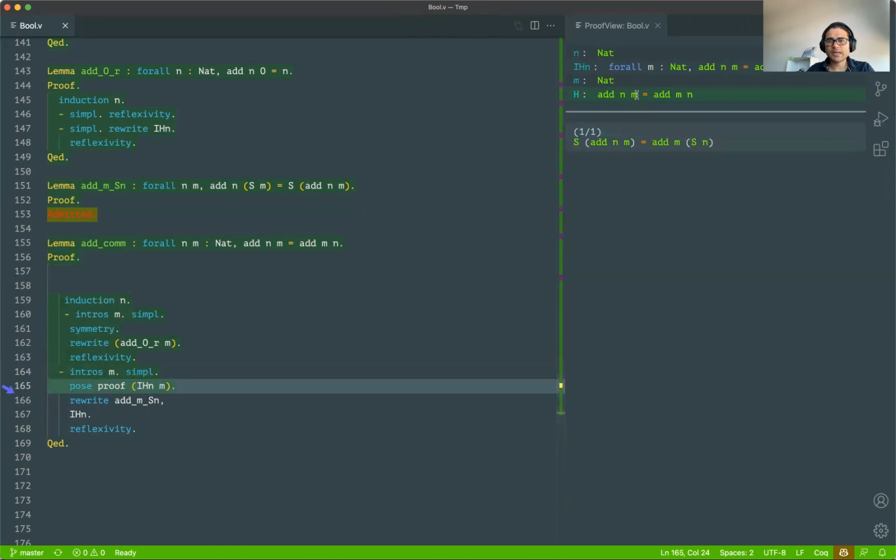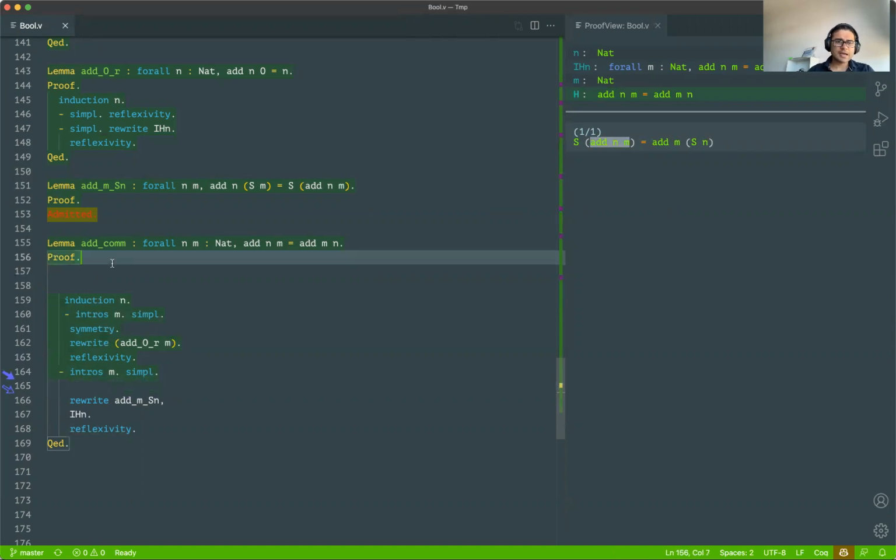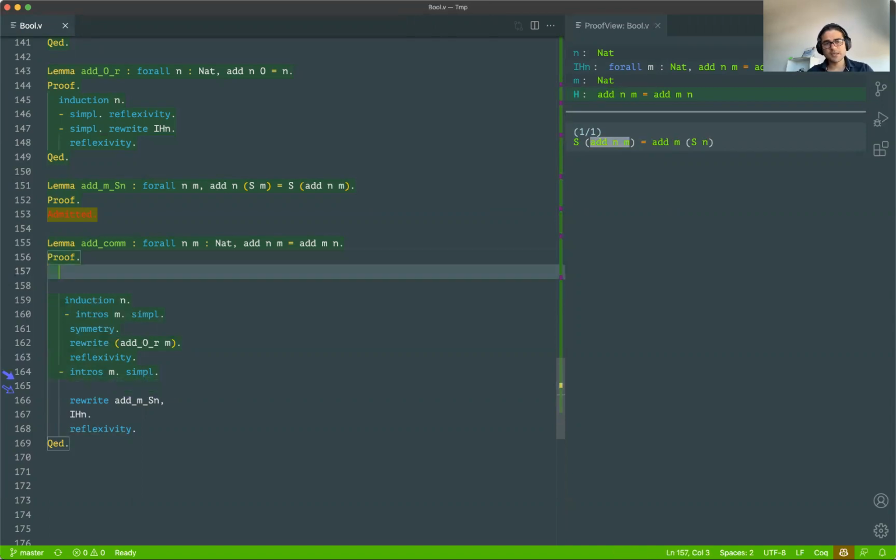And now I can do that rewrite H here. So I'm going to prove it in another way, and then we'll see that the induction hypothesis is not as general as this. However, my proof would go through. It's not going to matter in this case.